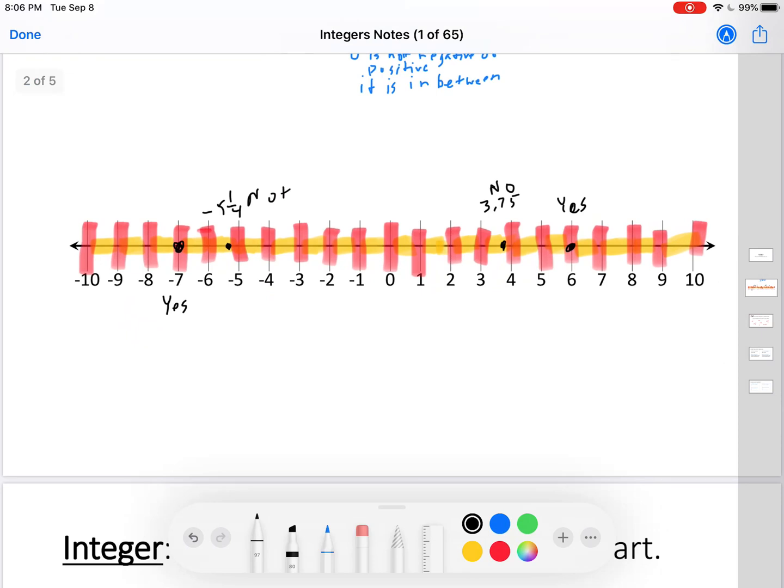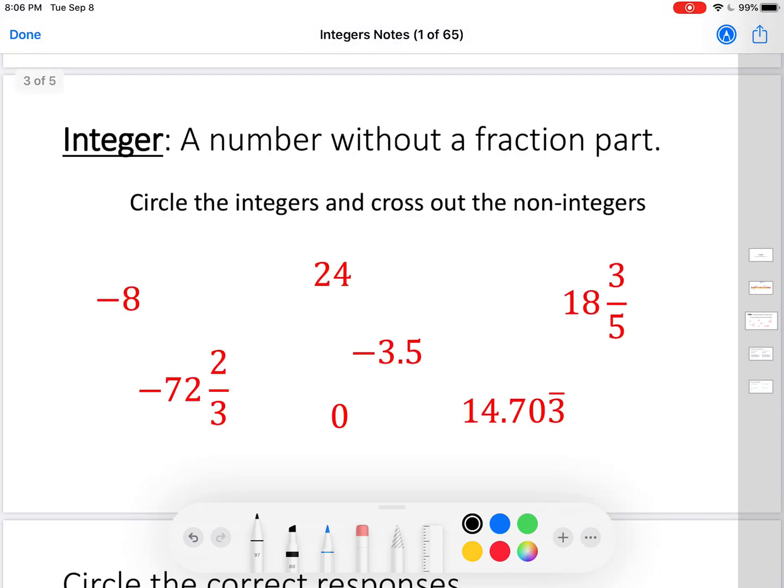Are you beginning to get the idea? I think you're ready for a definition. Here is the definition. An integer is a number that does not have a fraction part, a number without a fraction part. So we're going to look at these numbers and we're going to circle the ones that are integers and cross out the ones that are not integers. I'll give you a short amount of time to figure it out for yourself. Take a look at them, decide if they're integers or not.